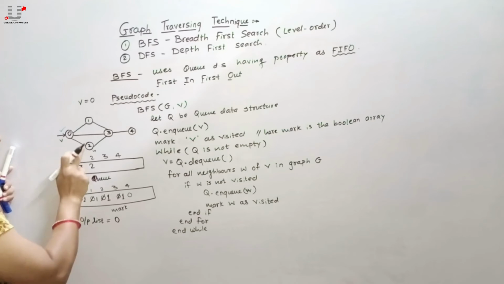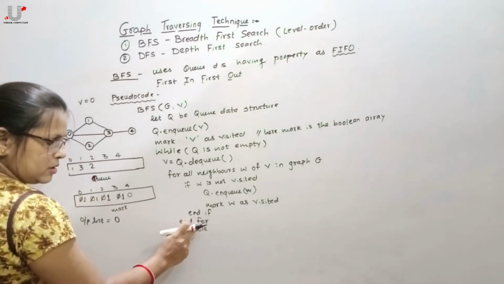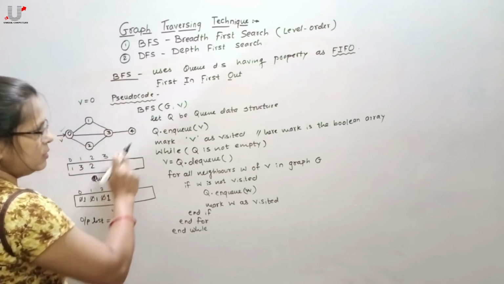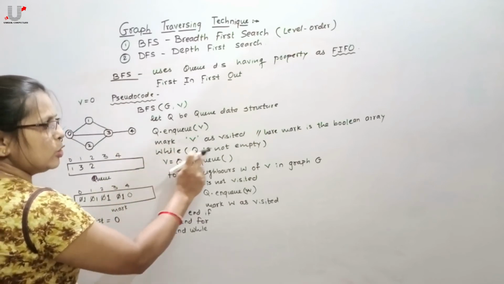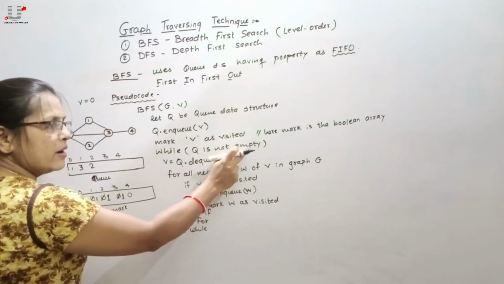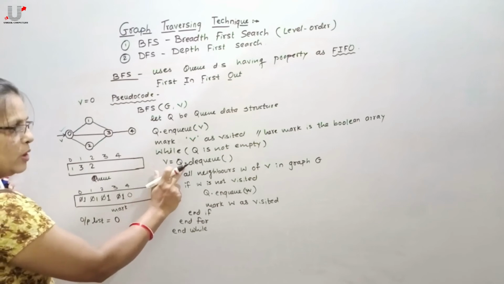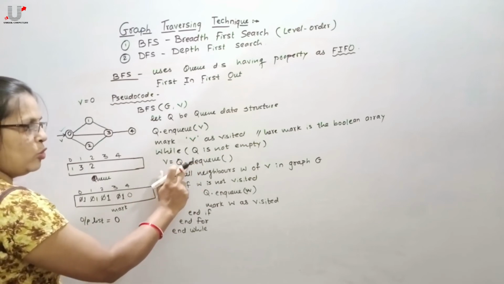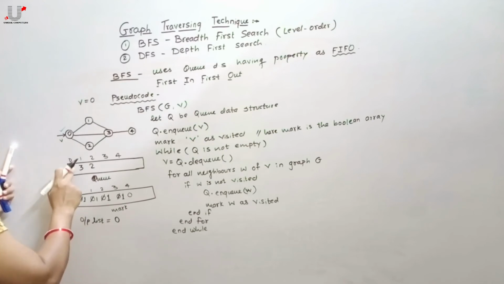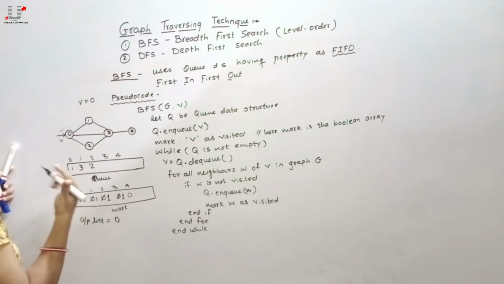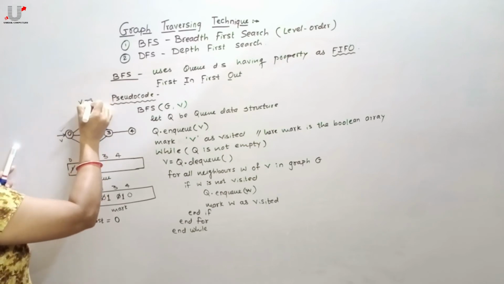into the queue. No. Then terminate from the for loop and check whether the while queue is not empty. Yes, the condition is true, still the queue is not empty. So V is equal to q dot dequeue, meaning remove the first element from q and assign it to v. So here remove 1 from q and assign it to v.